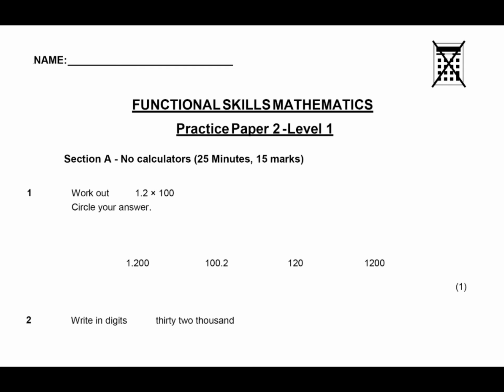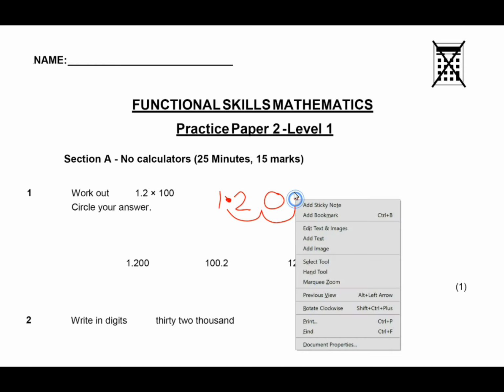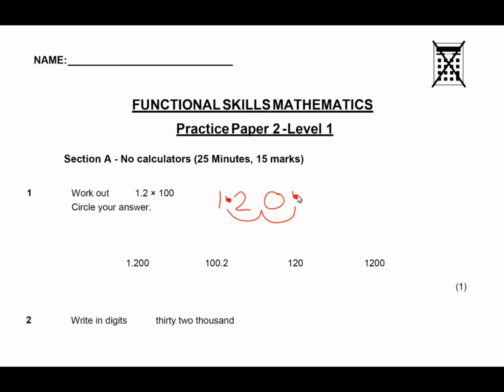Work out 1.2 times 100 and circle your answer. So remembering how we multiply our decimals by tens, hundreds and thousands, we have 1.2 and we're going to multiply it not by 10 but by 100. So fill in any empty spaces with a 0. So we have our decimal point here now. So our answer would be 120. So circle 120 for the correct answer.